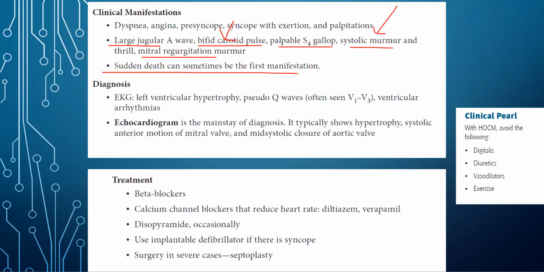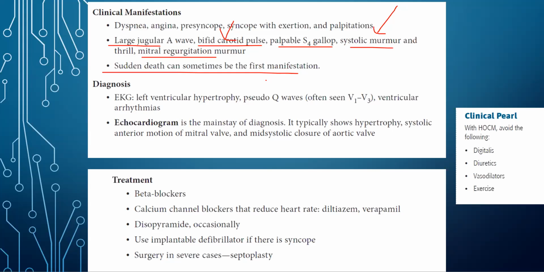Now, sometimes in the history or in the question, you can get a clue that the patient had a history of sudden cardiac death in the family at a younger age. Okay, because many times patients with HOCM are underdiagnosed or asymptomatic. So sometimes it can be very tricky. So sudden cardiac death can be positive in the family as well.